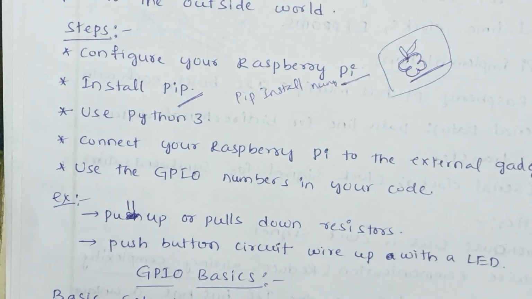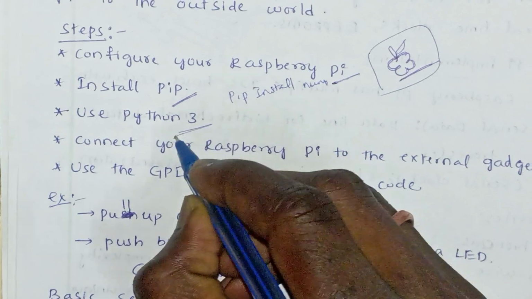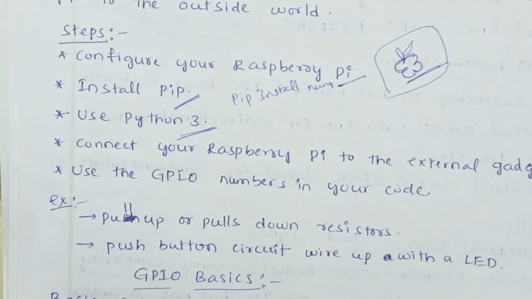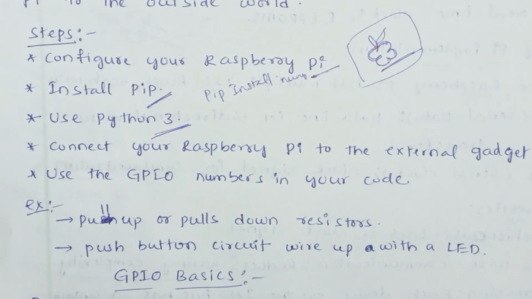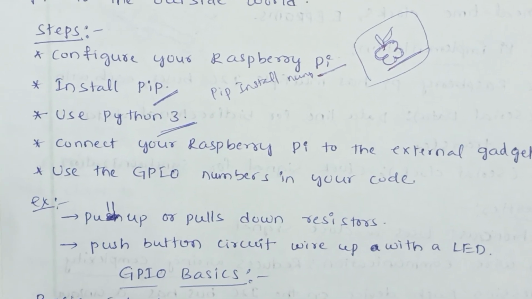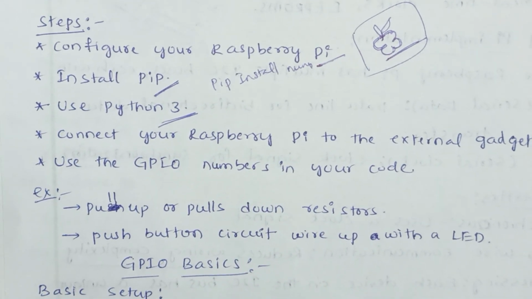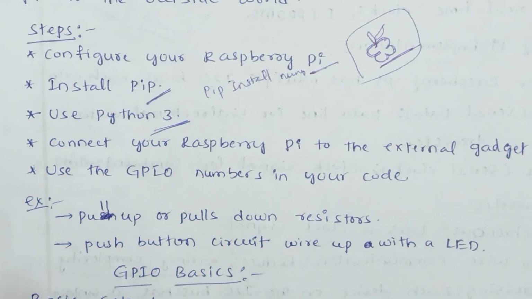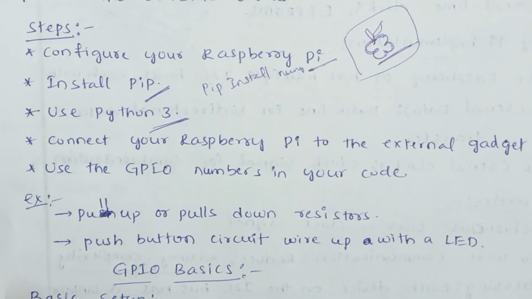Next, use Python 3. Python 3 is nothing but a version. Before downloading the Raspberry Pi, you have to know the version of Python, like Python 3.11 and all. You have to download that from Google. It is a free source.